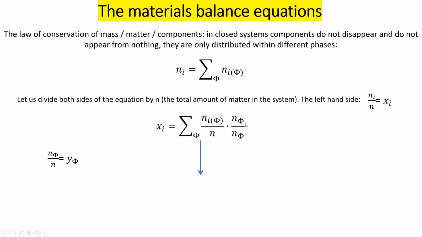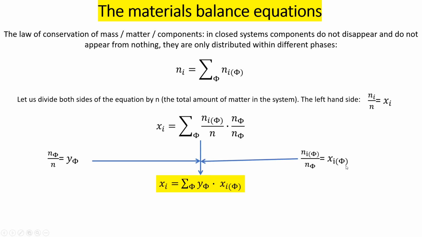First, I show N^φ divided by N. I hope you remember it's y^φ, which is the phase fraction of phase φ in the system. And the second of such cross terms is Ni^φ divided by N^φ. We just defined it as Xi^φ, which is the mole fraction of component i in phase φ. And now if I substitute these two latest equations into the previous one, I find the final result of this derivation, and this result is called the material balance equation.